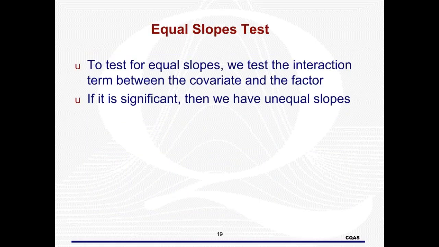Before finalizing the model, we should test whether slopes are equal across treatments. We do this by including an interaction term. If the interaction is significant, slopes differ and we must keep the interaction in the model.